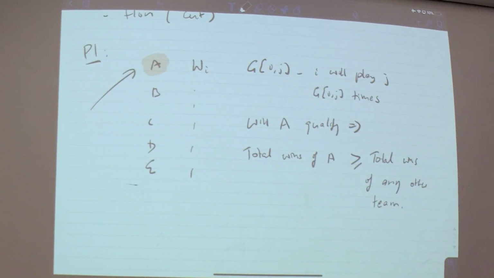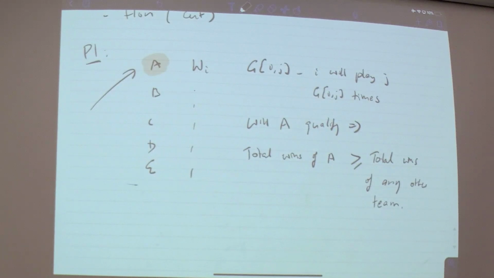Another way of saying this is that total wins of any other team has to be less than or equal to total wins of A. I'm not totally joking here. What I mean is, this is a greater than or equal to constraint. If we flip this around, we have a less than or equal to constraint. There are less than or equal to constraints inside a flow formulation. Where are they? Where do you see a less than or equal to constraint show up inside a flow formulation?